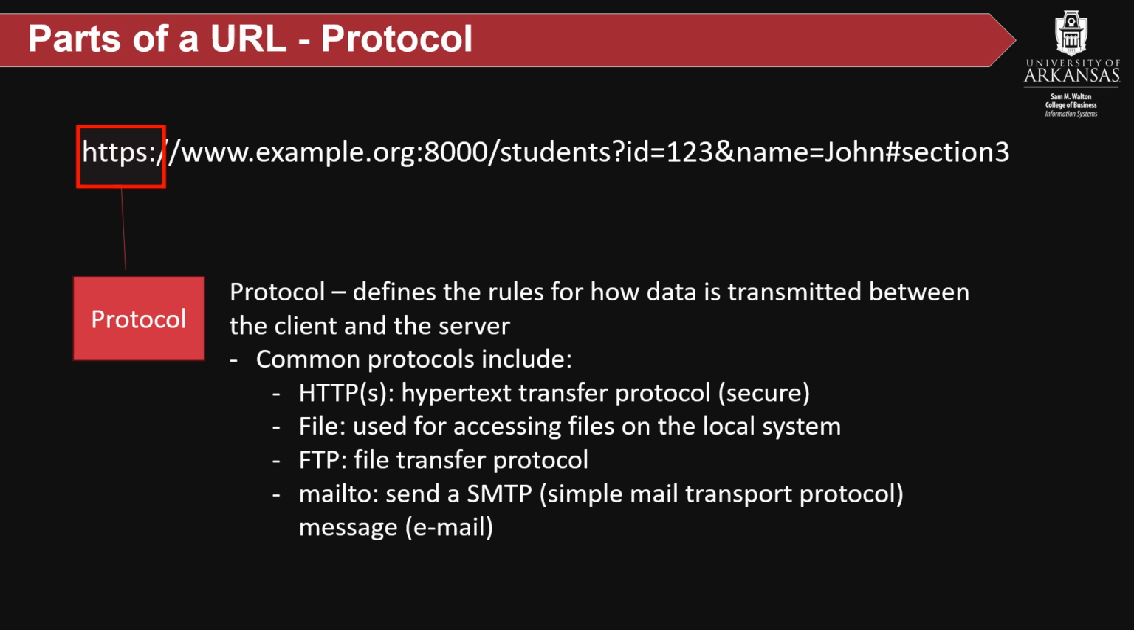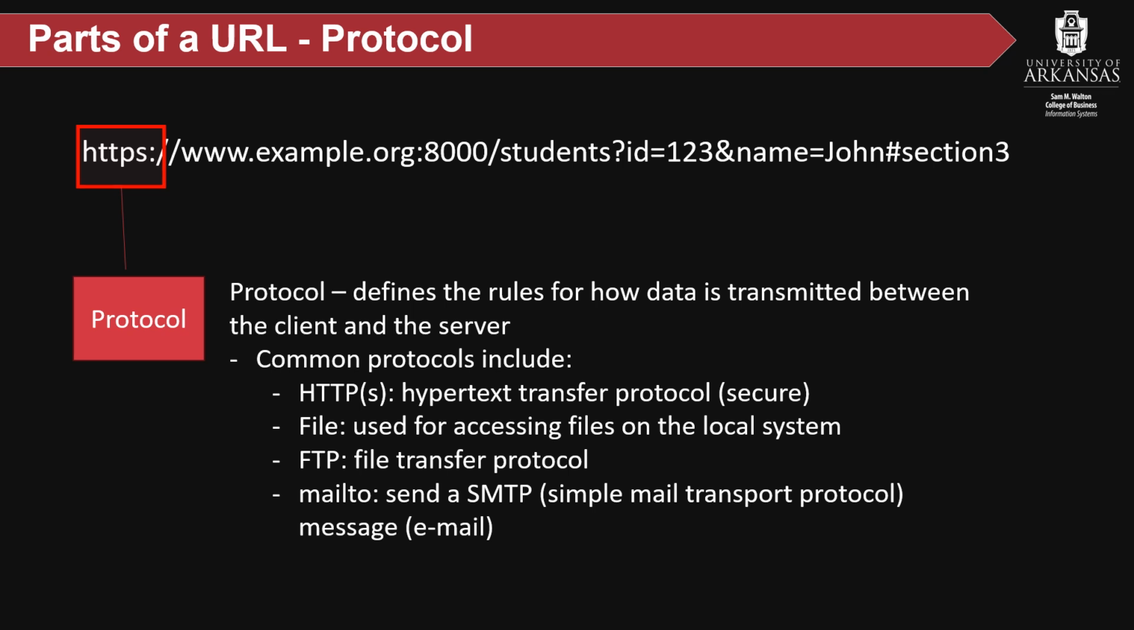Now, we need to talk about the parts of a URL so that it's clear on how you might put these together. The first part of the URL is the protocol. You've seen HTTP://. This defines the rules for how the data is transmitted between the client, that is a browser or your application or your code, and the server.